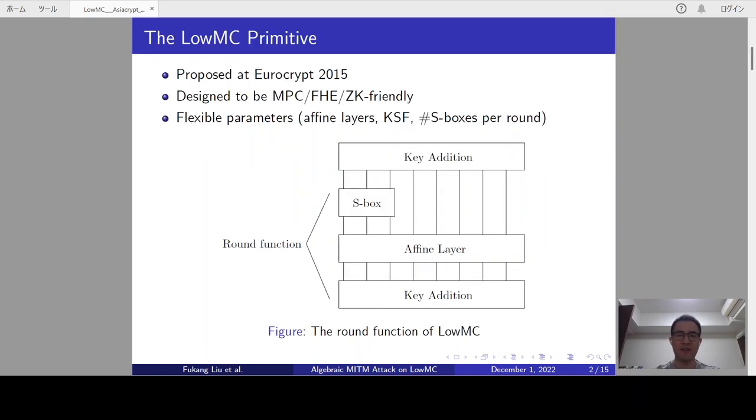LowMC is a very famous block cipher. It was proposed at Eurocrypt 2015 and is designed to be MPC, FHE, and ZK friendly. A notable feature of LowMC is that its parameters can be chosen in a flexible way, including its affine layers, the key schedule function, and the number of S-boxes per round.